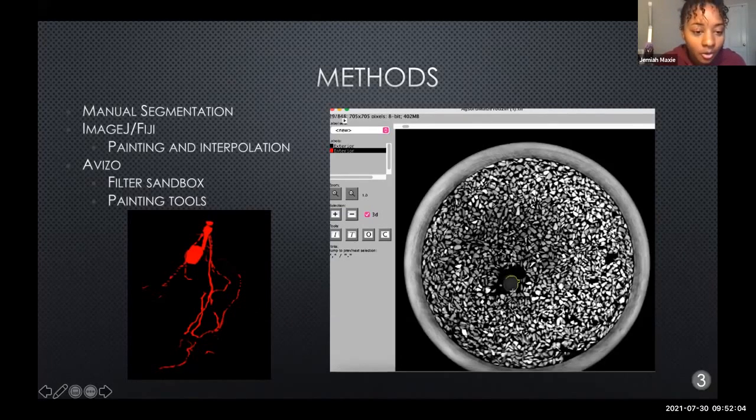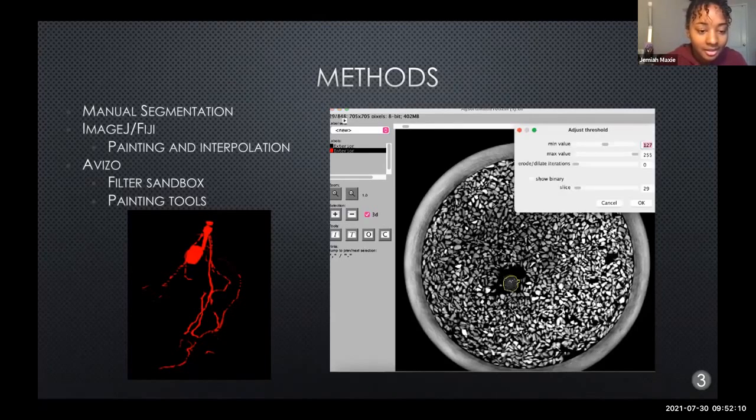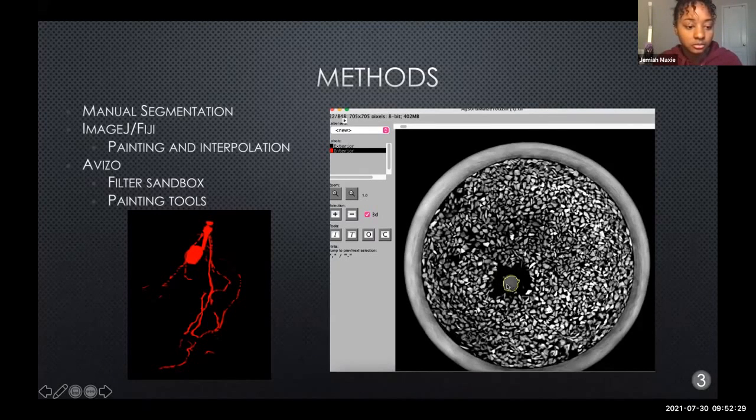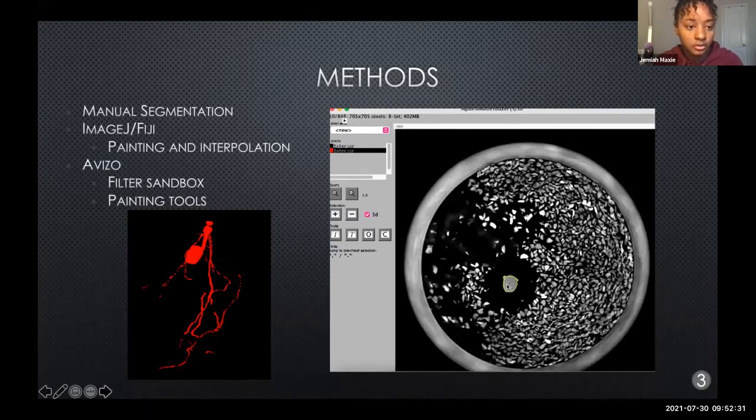But as a result, this is what I got on ImageJ. You can see that there's not a lot of detail, and there is some missing information. So that's when we decided to switch over to Aviso and use some of their tools, because I found it a little bit easier to work on Aviso than ImageJ. Go to the next slide.